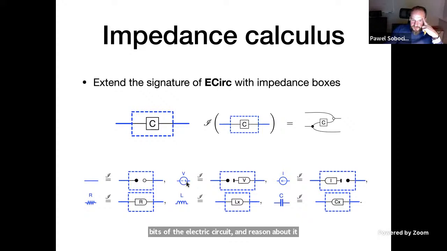So basically if I introduce this gadget into my syntax of eCirc, this is like a little electrical circuit, which inside of it is allowed to have a string diagram of graphical affine algebra, a one-to-one diagram. And then its meaning is this diagram here. Then all of these circuit elements can have a unified representation as an impedance box.